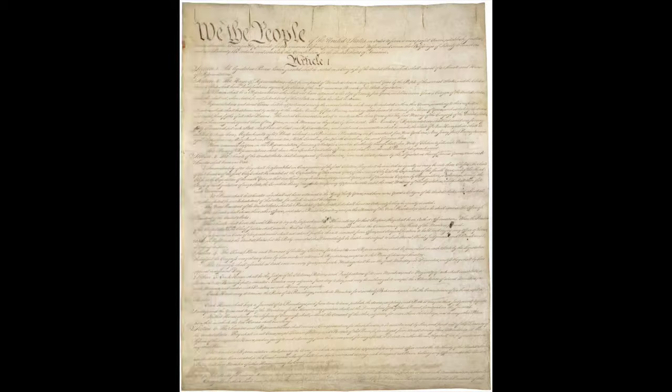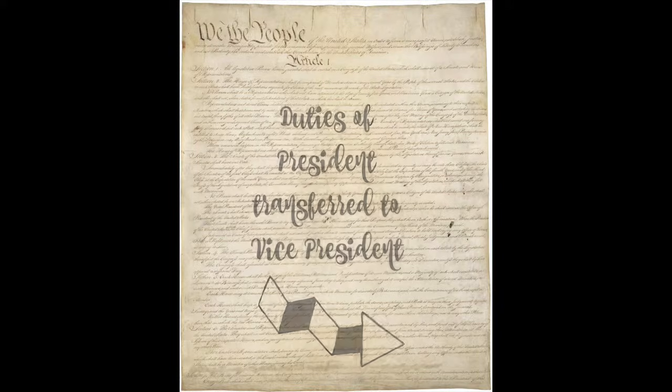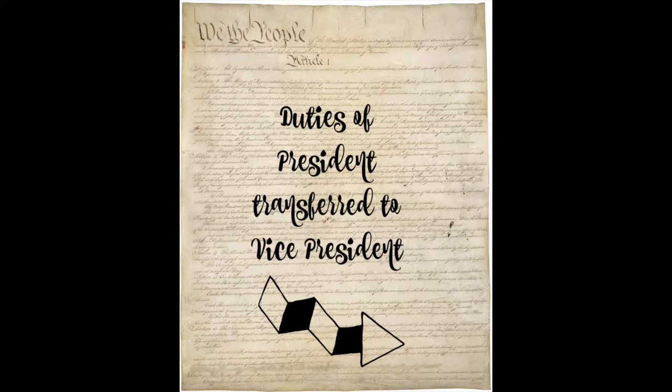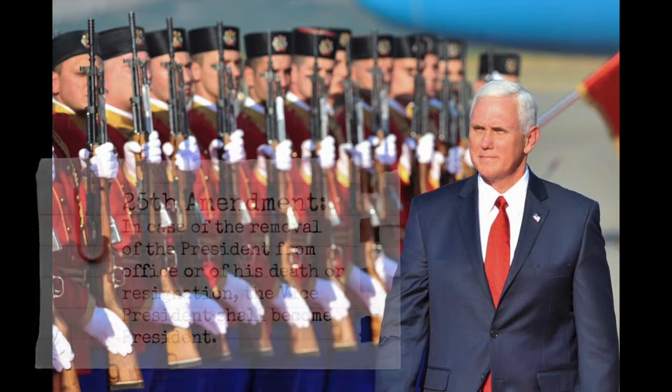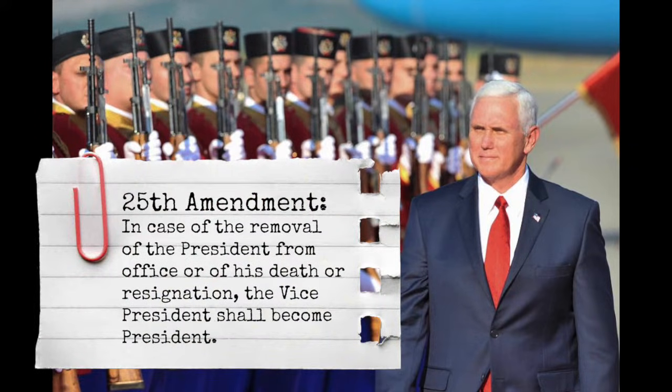The Constitution did not originally have a way to fill the office of president if it became vacant. It stated only that the powers and duties of the president were to be transferred to the vice president, not the office itself. In 1841, President William Henry Harrison died, and Vice President John Tyler succeeded him as president. This became the practice for filling a presidential vacancy. This practice became part of the Constitution when the 25th Amendment was adopted in 1967. It said that the Vice President would become president if the president died, resigned, or was removed from office.